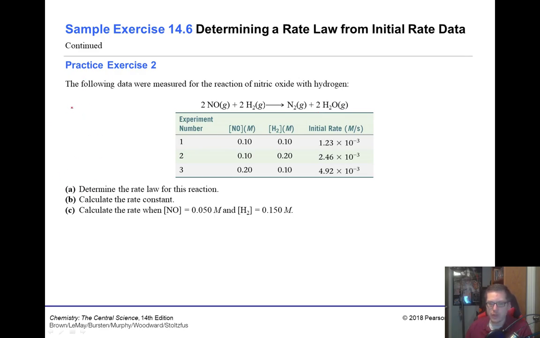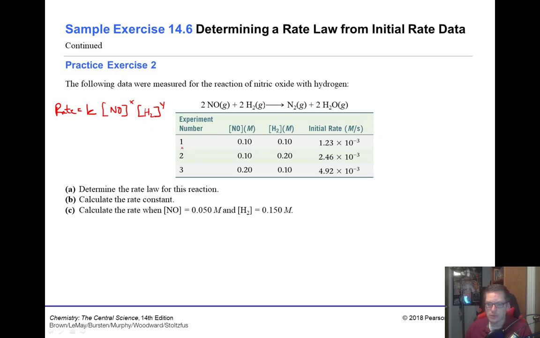Now we know that the rate law generally is going to have this format: rate is equal to k, and then it's always multiplied by the concentrations of the reactants. But remember, they're raised to a power, and that power is the order of the reaction with regard to that reactant. So we have to find this x value and this y value.